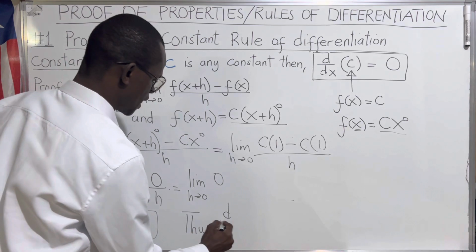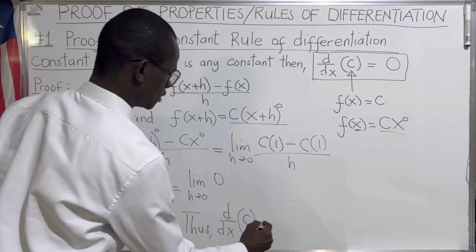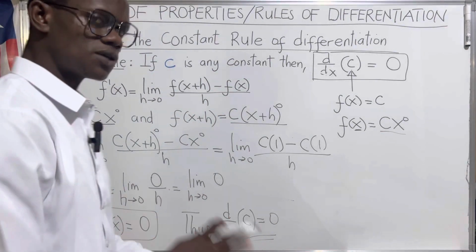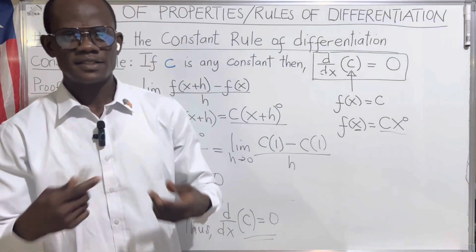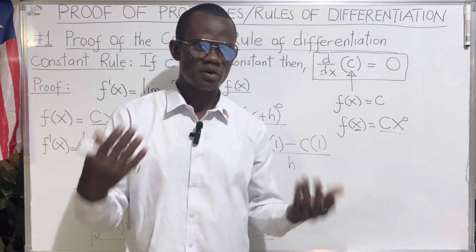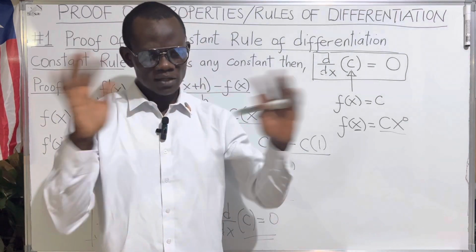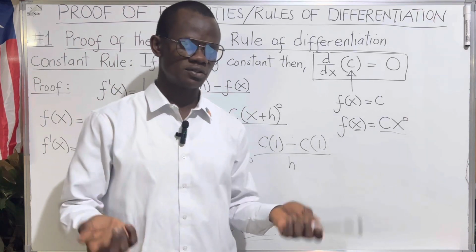we say d by dx of a constant is just equal to 0. That is, any constant you have, whether 5, -10, the square root of 5, 1 over 2, whatsoever constant you have, when you take the derivative of that constant, it goes to 0.